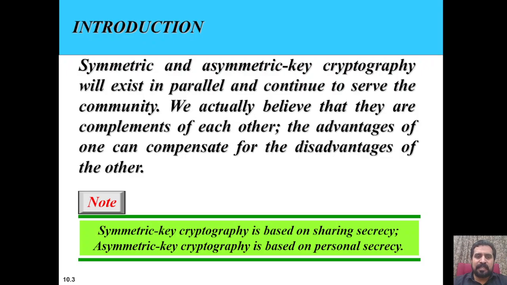Here is the introduction. Symmetric and asymmetric cryptography will exist in parallel and continue to serve the community. We actually believe that they are a complement of each other. The advantage of one can compensate for the disadvantage of another. Asymmetric key cryptography is known as public key cryptography, whereas symmetric key cryptography is based on shared secrecy and asymmetric key cryptographic systems are based on personal secrecy.